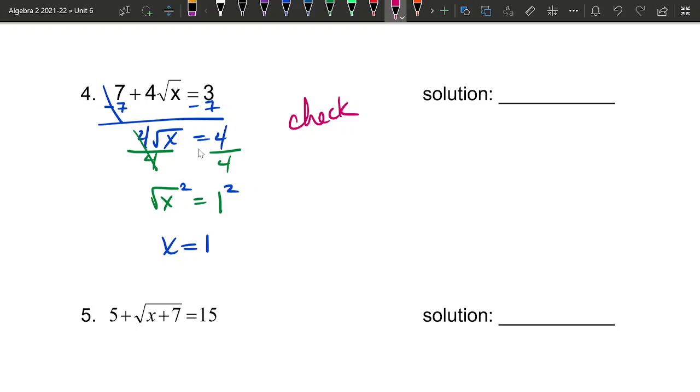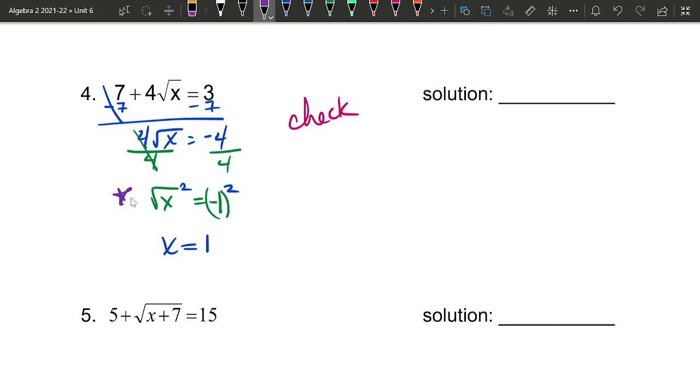Hold on. Oh, negative 4. I messed up. This is negative 4. 3 minus 7 is negative 4. Negative 4 divided by 4 is negative 1. And so when we square it, we want to square the negative sign with the 1.